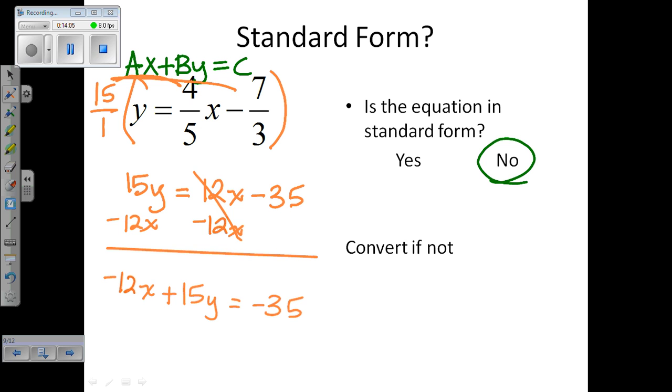Okay, so now I have the right format. A and B are not both 0. A, B, and C are all integers, no fractions. A, B, and C do not have a common factor, but A is negative. So I have to fix that problem. I can fix that, again, by dividing everything by negative 1. So the final answer in standard form is 12x minus 15y equals positive 35. And now this is in standard form.